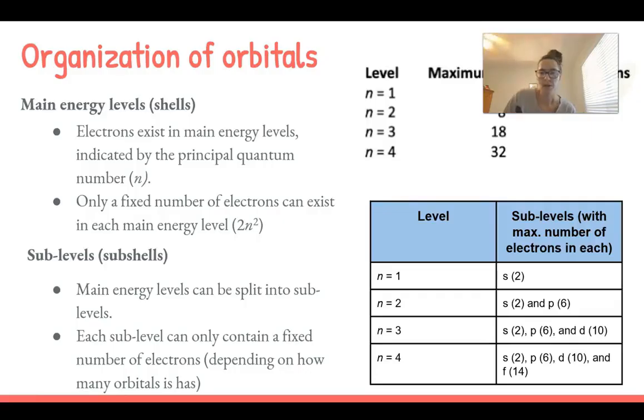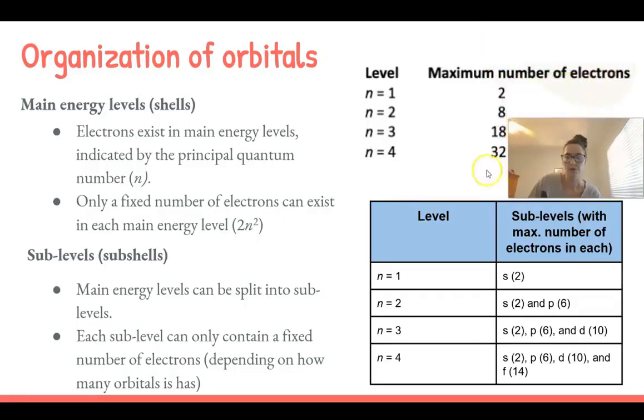Okay, so moving on, now we're going to talk about how these orbitals are organized in atoms. So we've already talked about the main energy levels. Those are also called energy shells. They are indicated by the quantum number n. So n is just a representation of that entire energy level. And there are different quantum numbers that represent different characteristics of orbitals, but we're not required to know those for IB, but I just wanted to let you know that they do exist.